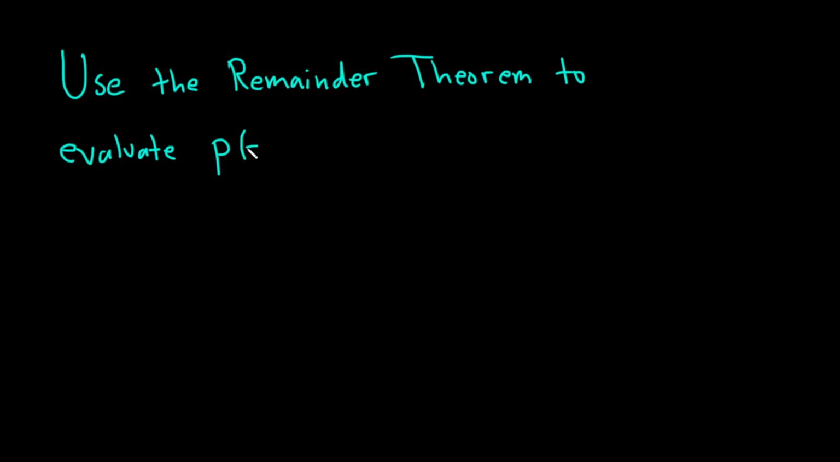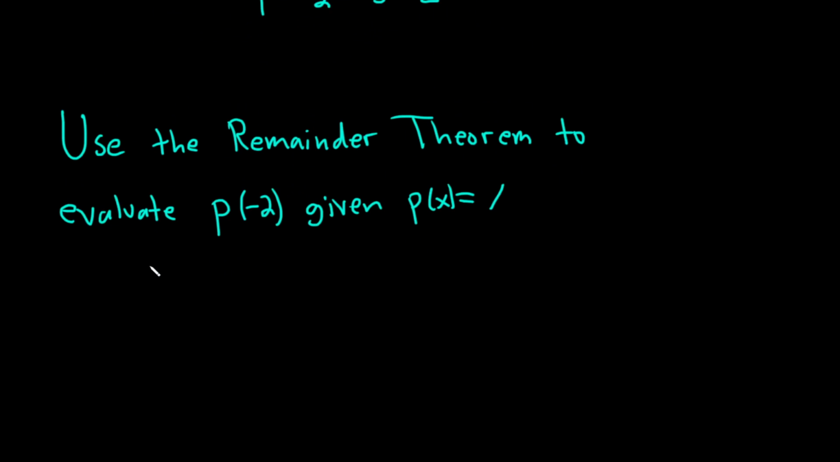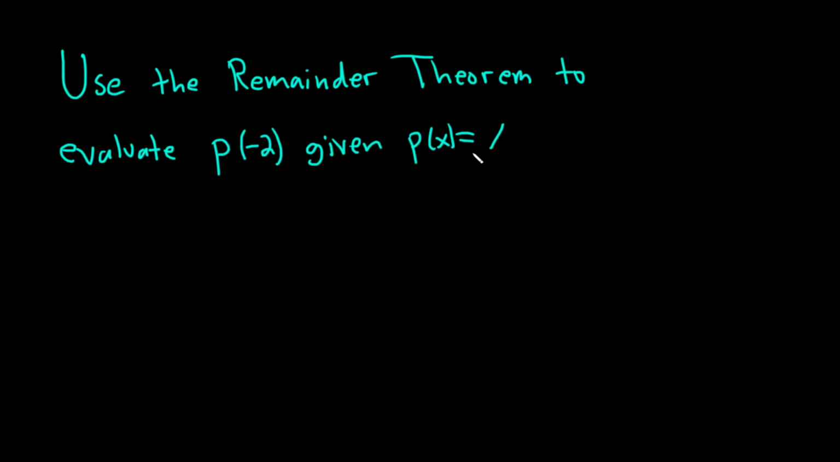p of negative 2, given that p of x is a polynomial. It's equal to x cubed plus 4x squared minus 8x minus 15. All right, let's go ahead and work through this solution.